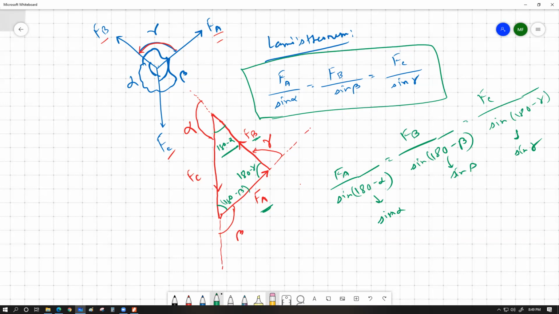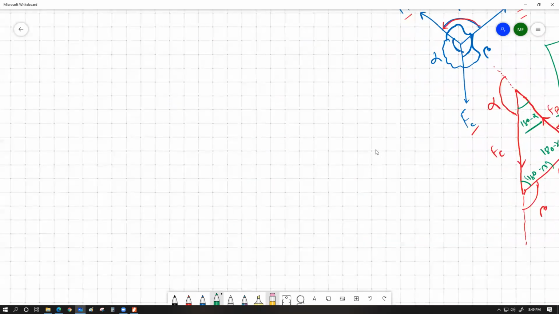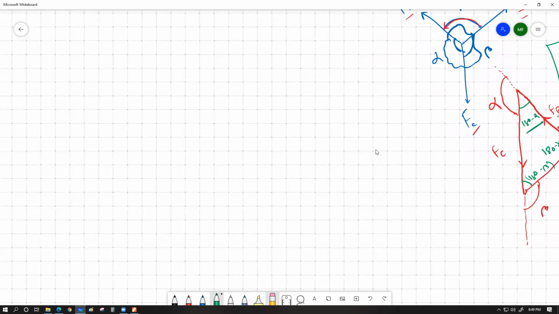However, if we have more than 3 forces in a given case, the whole consideration of component division, for example, let's say if I have an object, let me just show you another example.